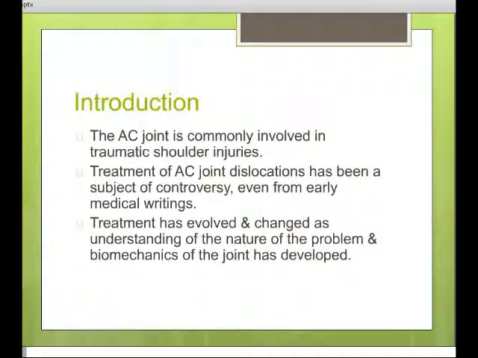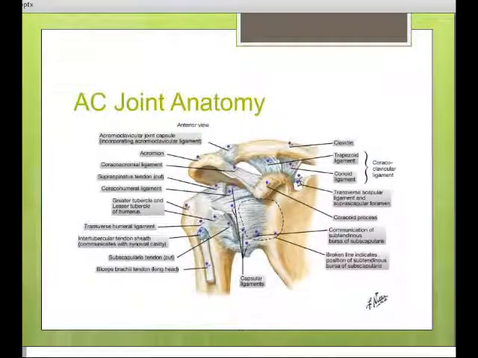To start off, I'll talk a bit about the AC joint anatomy. The clavicle is the only bony structure that connects the upper limb to the trunk. The AC joint is a synovial joint between the distal end of the clavicle and the medial acromion. The AC joint has a capsule, which also incorporates the acromioclavicular ligaments, which are superior, inferior, anterior, and posterior. And they resist the anterior posterior translational forces of the distal clavicle.